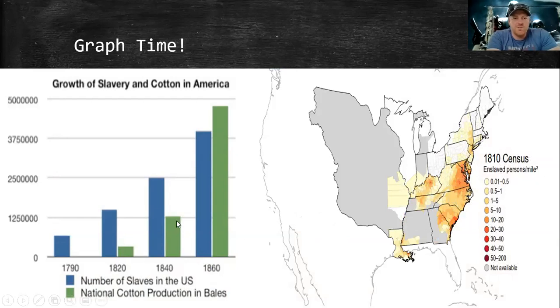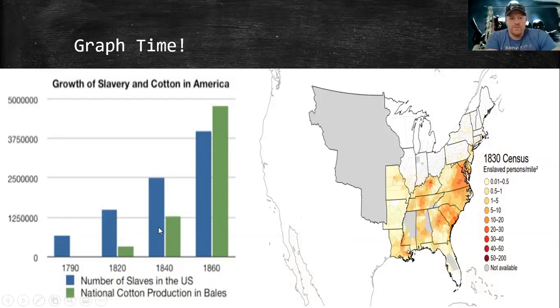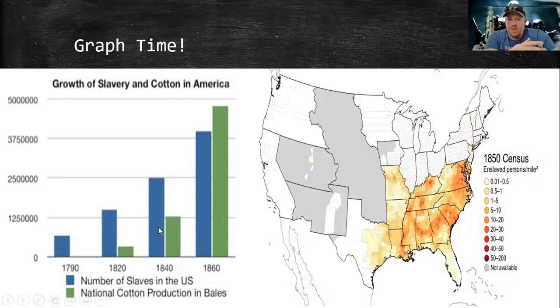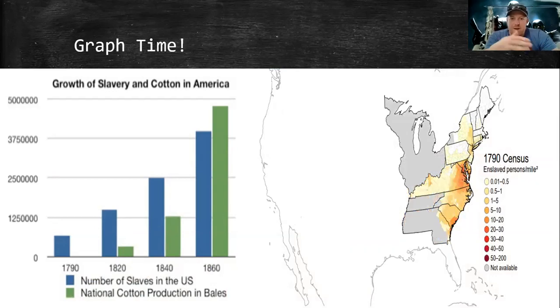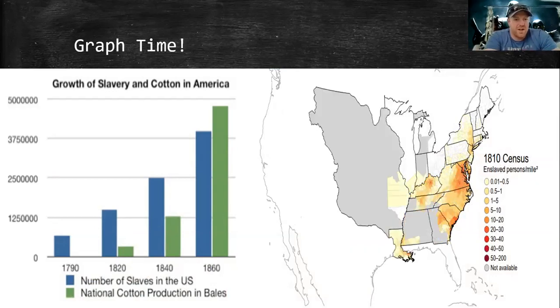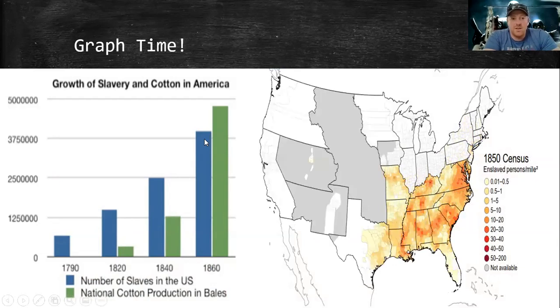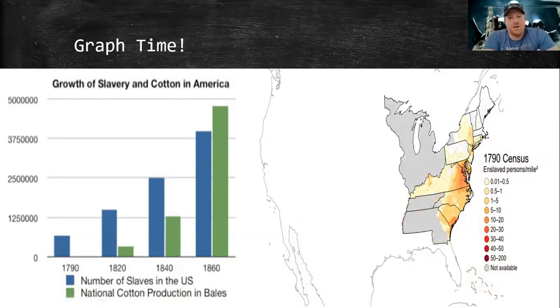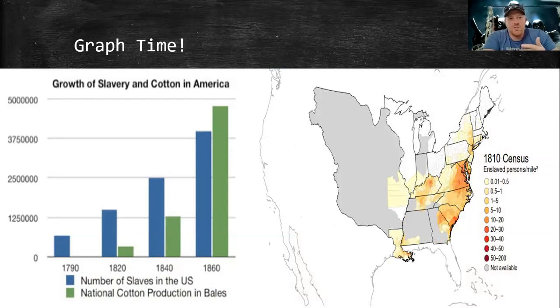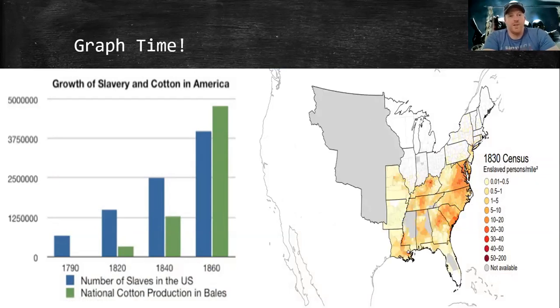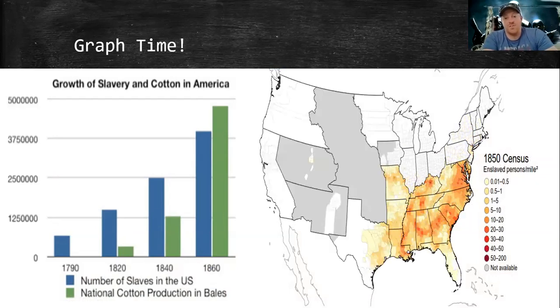And you can see from this graph here on the left that, you know what, the amount of cotton produced is finally going to grow the amount of slaves in the United States, because that cotton gin becomes such a tool that a lot of the planters in the South are getting rich.